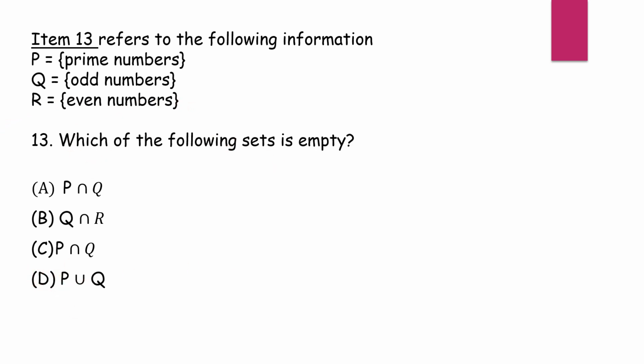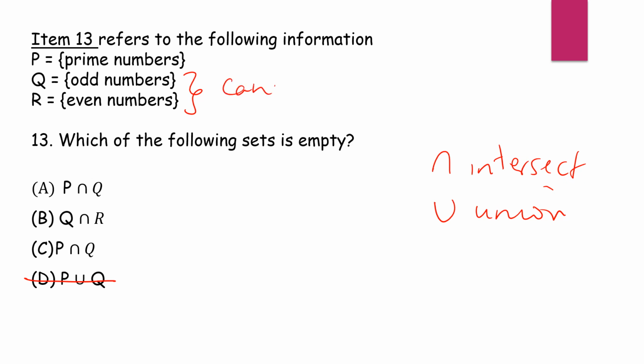Remember, this means intersect and this means union. So that eliminates D. Looking at these two, you cannot be odd and even. A number can't be odd and even at the same time. So Q intersect R, that's the answer.